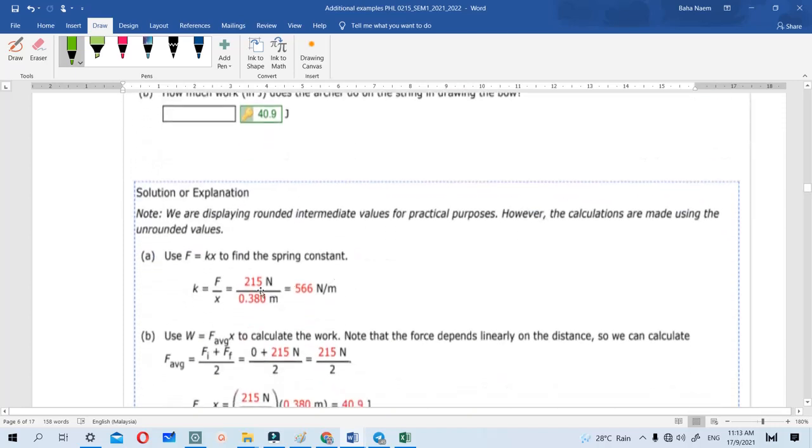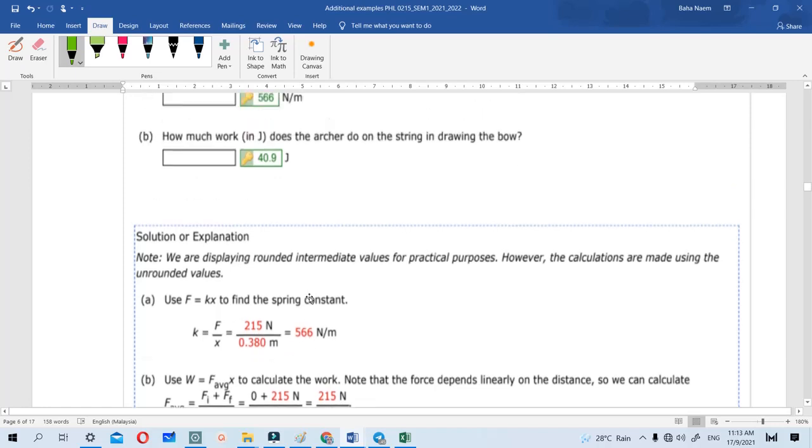So this is quite easy lah. The maximum force equals K times the maximum displacement. Alright, maximum force applied divided by the maximum displacement. So you arrive with 566 Newton per meter.